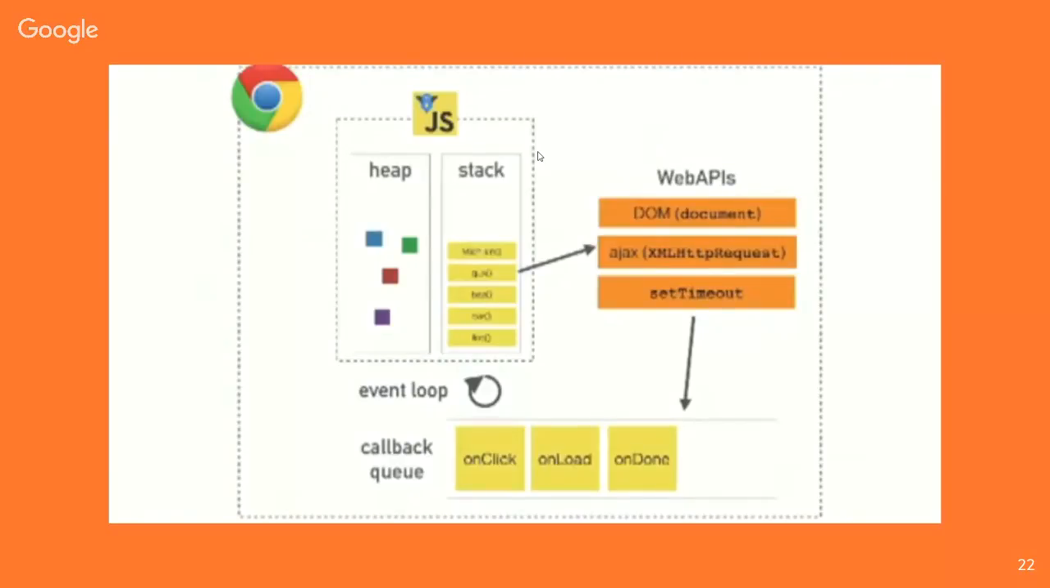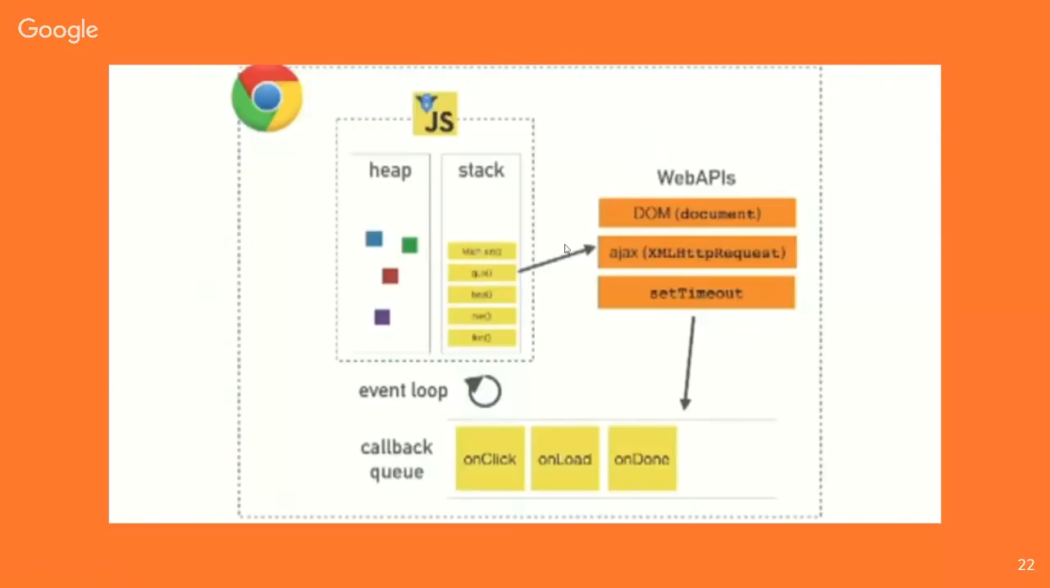If you're a backend person, this diagram looks the same for Node.js, but instead of the web APIs, we have C++ APIs, and the threading is being hidden from you there.